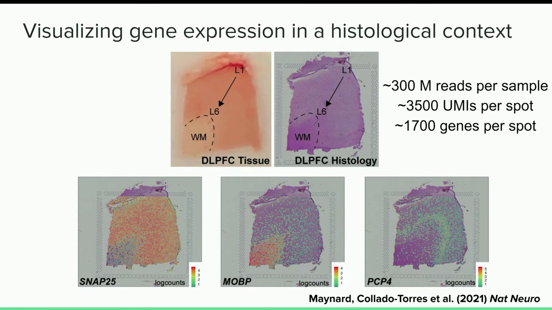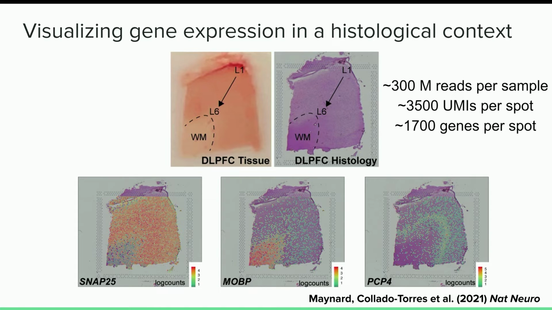And then I'm annotating what layers 1 through 6 will look like. And then here it is, the histology image, the bright field image shown with layers 1 through 6. And here you can see in the histology image, the white matter looks a little bit darker than the gray matter. And on the bottom row, starting on the left, are 3 genes, SNAP25, MOBP, and PCP4.